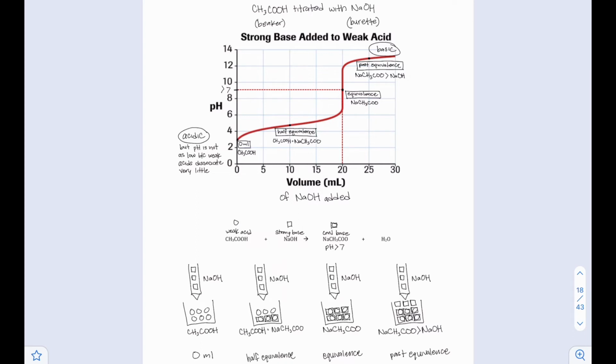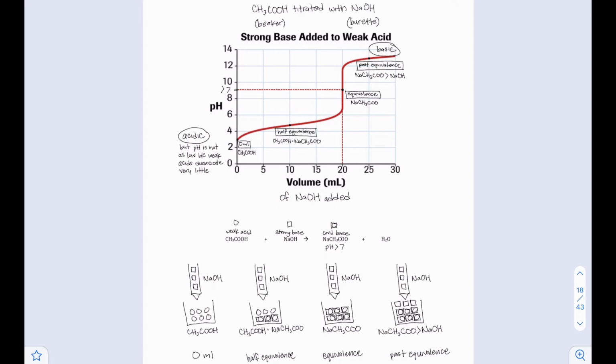Now this graph looks similar to the last one because we're starting with an acid at a lower pH, and we're adding a base until the reaction is neutralized at the equivalence point, and then we'll keep adding the base until past the equivalence point. So the pH curve looks similar because we're titrating an acid with a base, just like before.